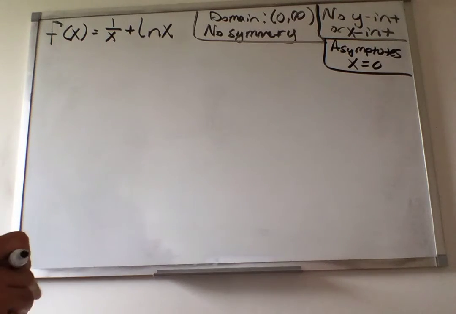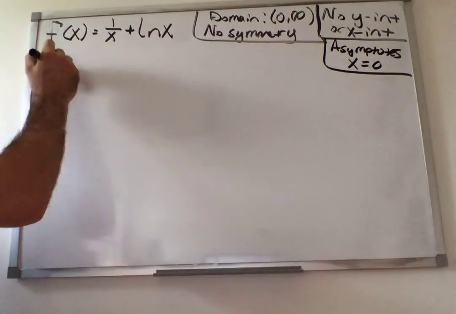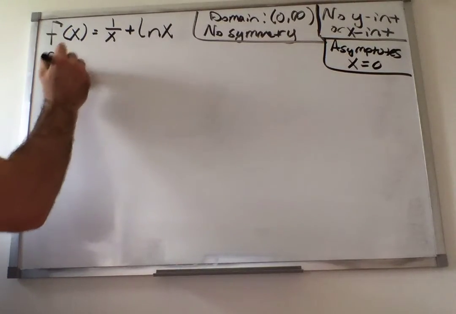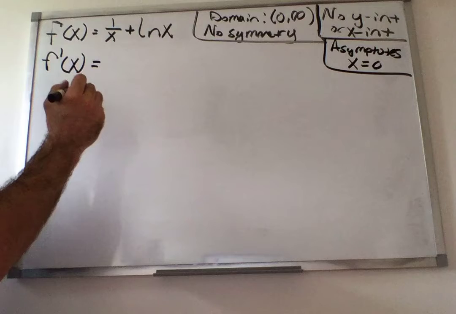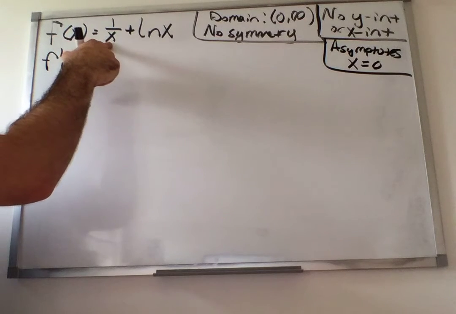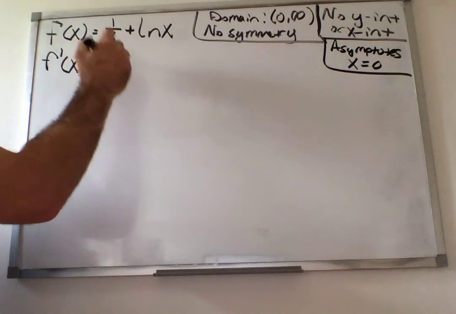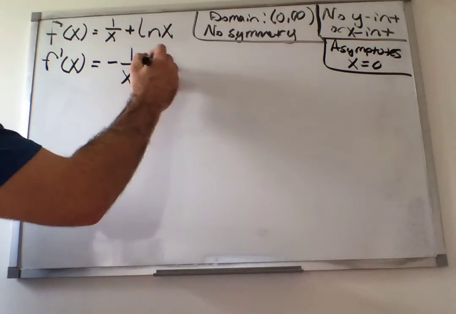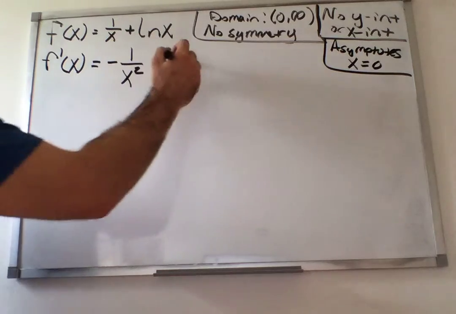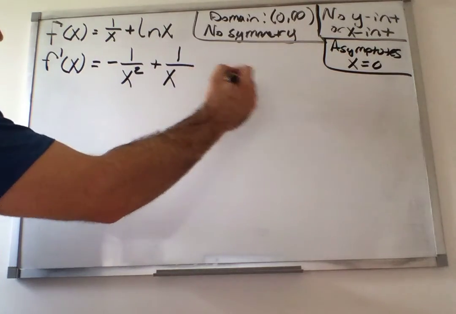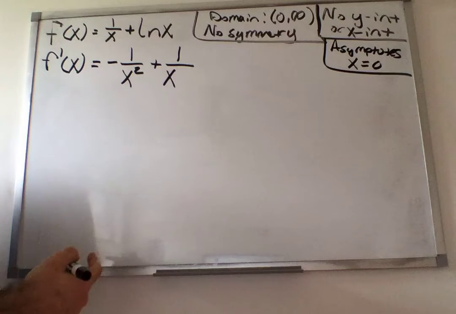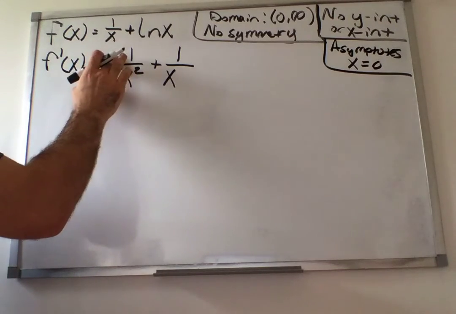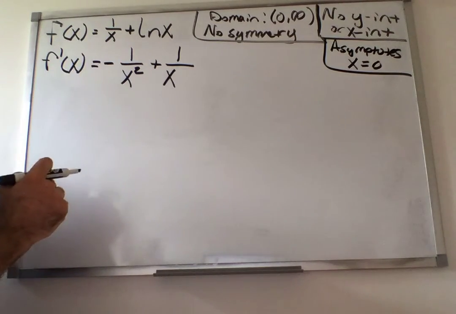So we need to take the derivative. F prime of x is equal to the derivative of 1 over x. If you rewrite it with a negative exponent and then apply the power rule, it is negative 1 over x squared, plus the derivative of ln of x is 1 over x ln of e, but the ln of e is 1. So here is our derivative.